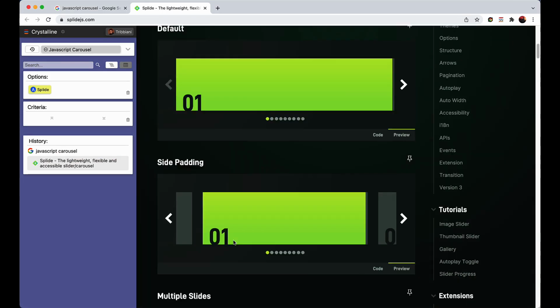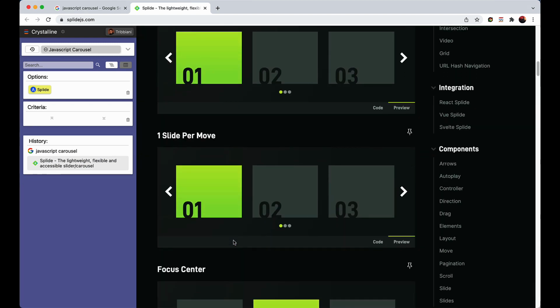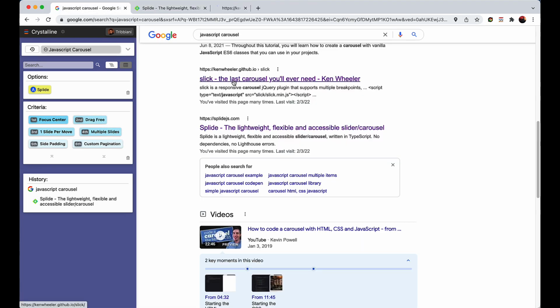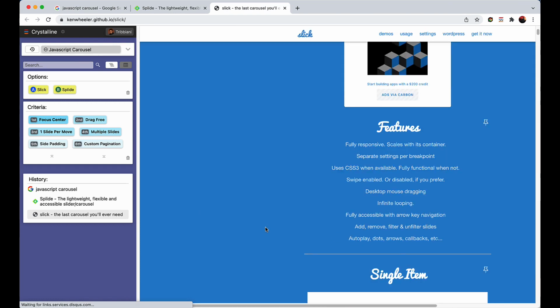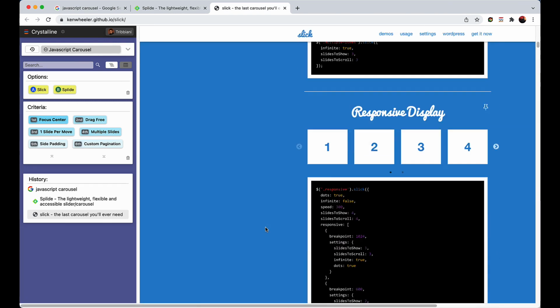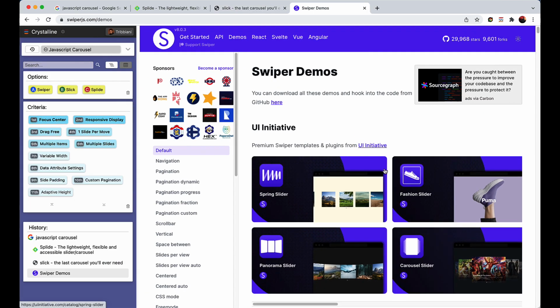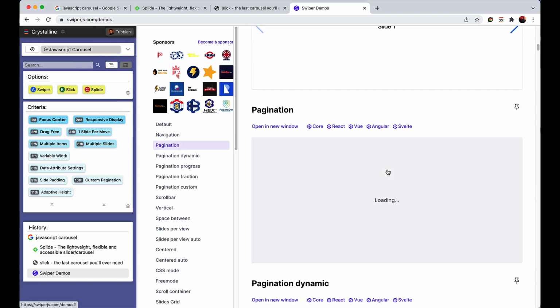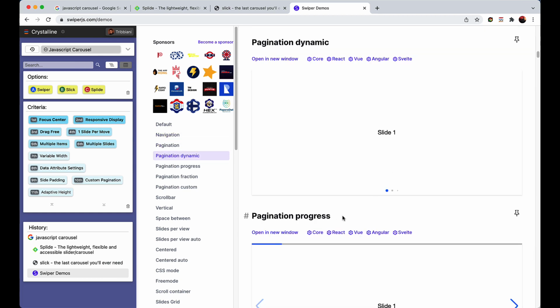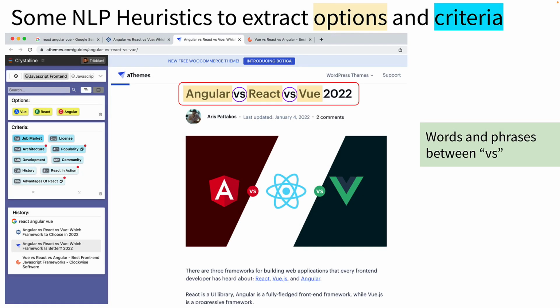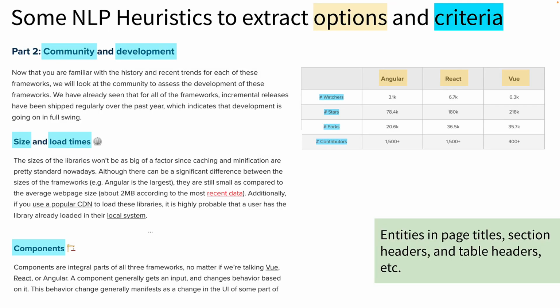Crystalline automatically collects information snippets about options, criteria, and the associated evidence, which was reported by prior work as the key aspects developers look for when solving decision-making problems. As you can see, as the developer opens and reads web pages, Crystalline's sidebar on the left will be updated with the automatically collected options and criteria. Currently, Crystalline employs a combination of natural language understanding heuristics to recognize potential options or criteria in the web content, such as looking for a word or phrases between any instances of VS, and also running entity extraction on page titles, headers, as well as table headers.